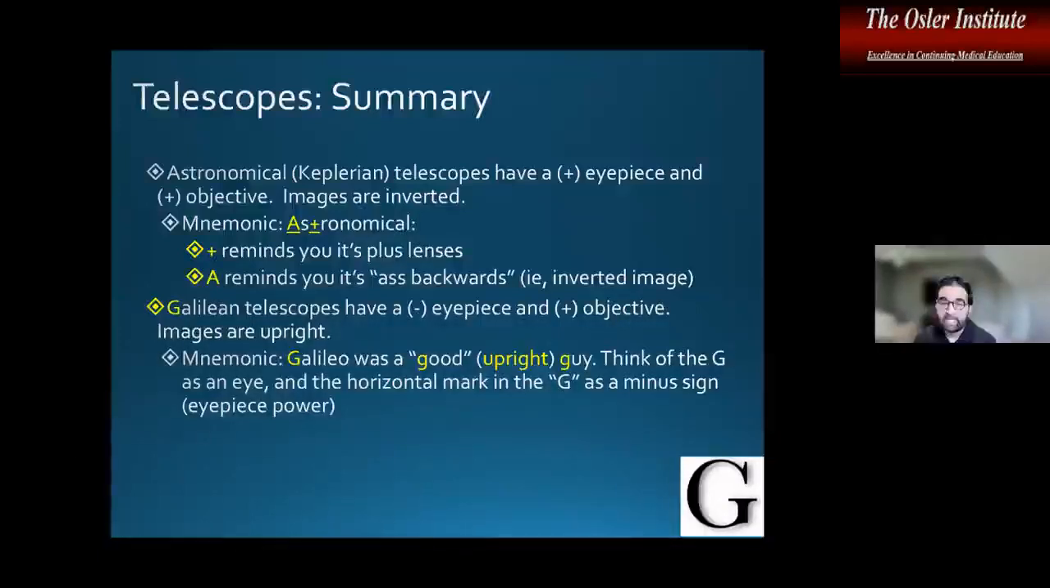Again, those are silly mnemonics. If you can just think about what you're trying to do about the image planes and the primary focal point, secondary focal point, et cetera, that's probably the more scientific and correct way to do it.